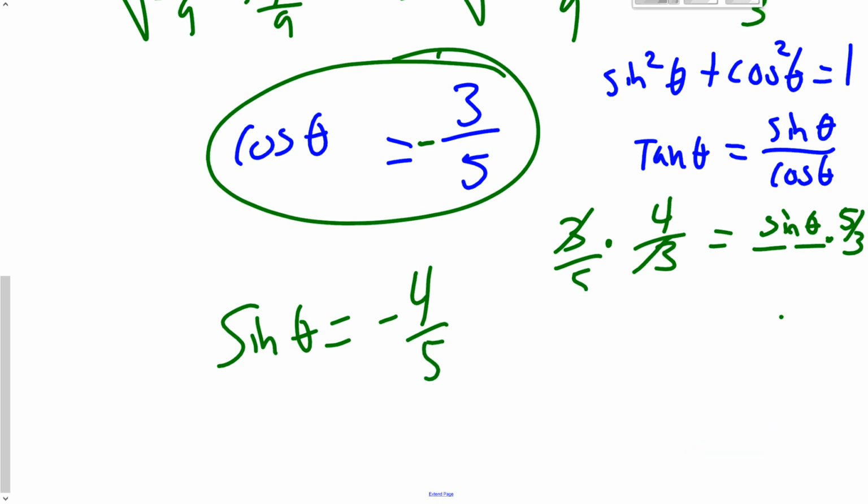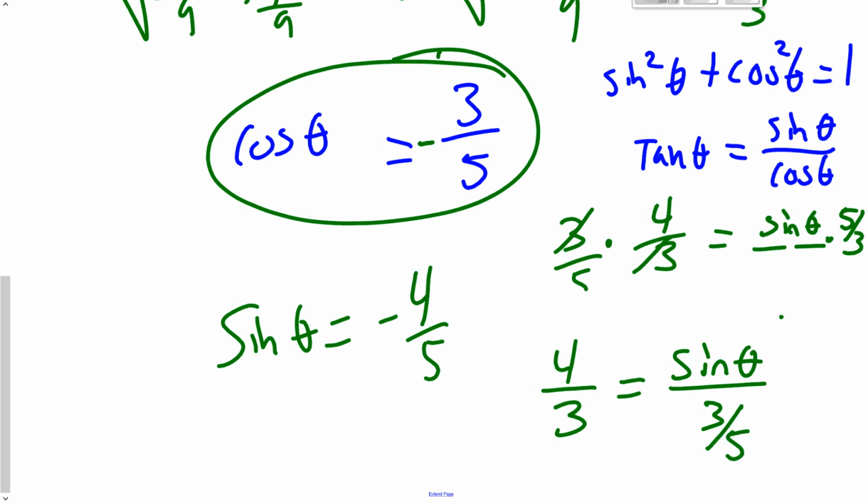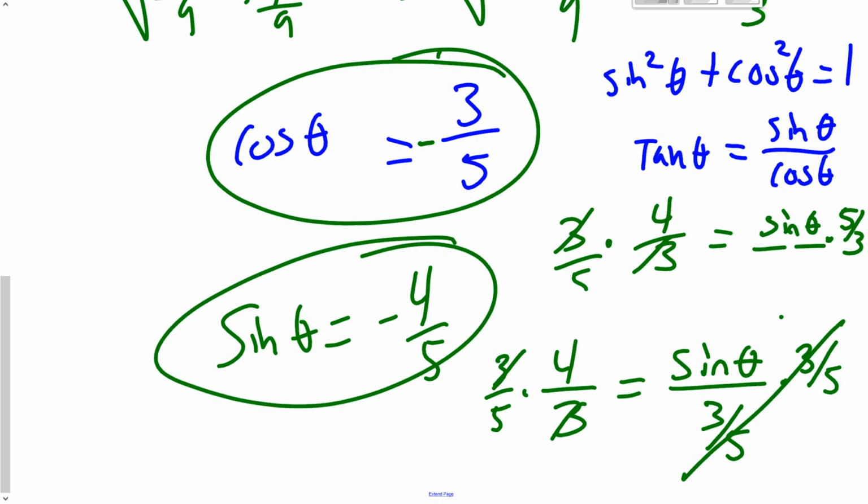I'll do that real quick again. Okay. So my tangent was 4/3, and that equals sine of theta over cosine of theta, and cosine of theta is 3/5. Right? So how do we get rid of dividing by 3/5? We multiply by 3/5, right? Because we're dividing by 3/5, we want to do the opposite, which is multiplying. So those are going to cancel, and I have to do this side 3/5, and that's why the 3's cancel. We get 4/5, and we know it's negative because we're in the third quadrant.